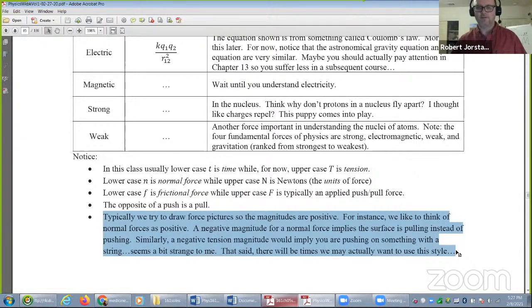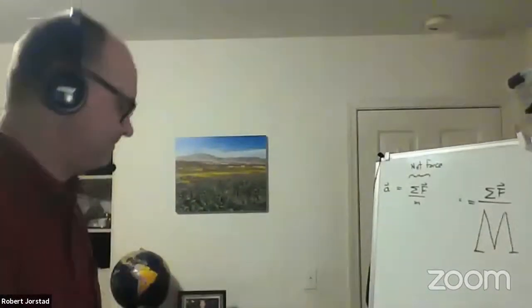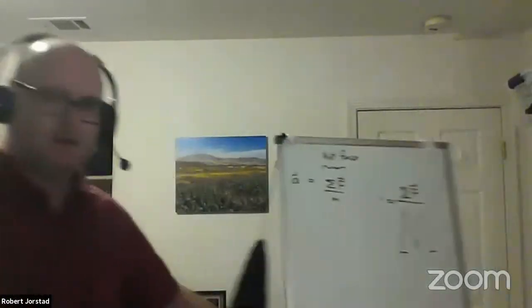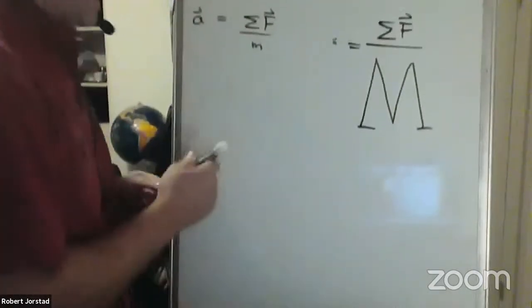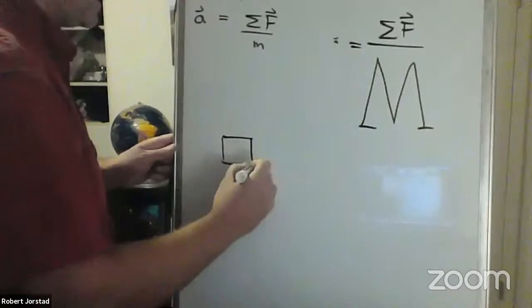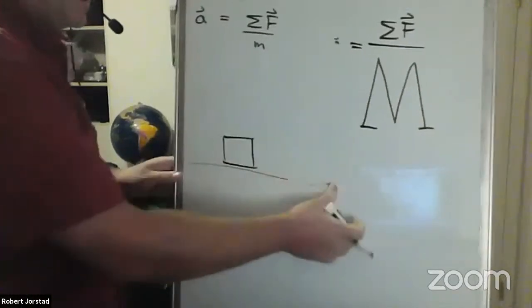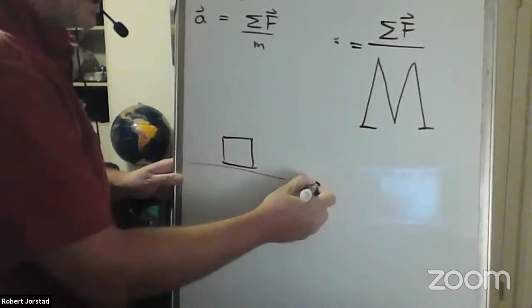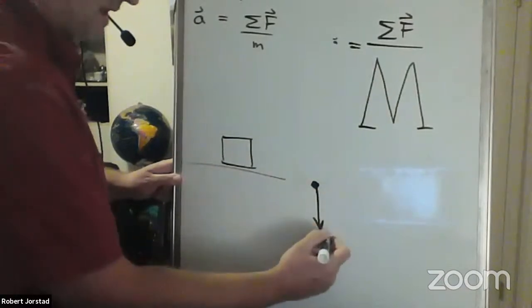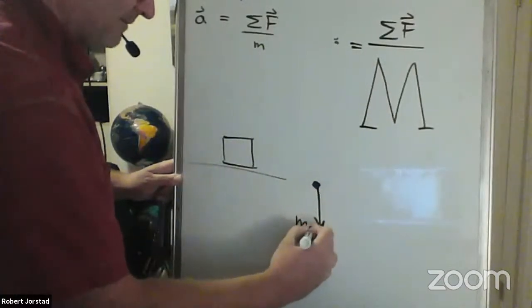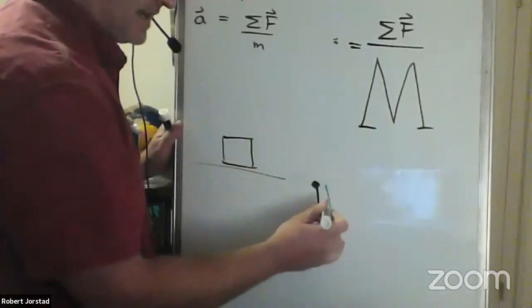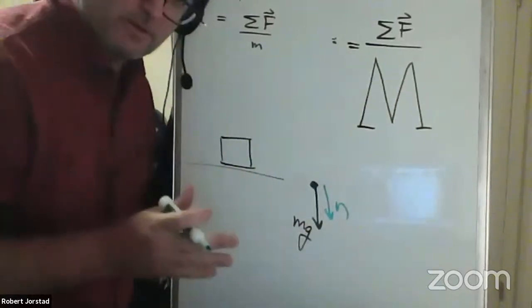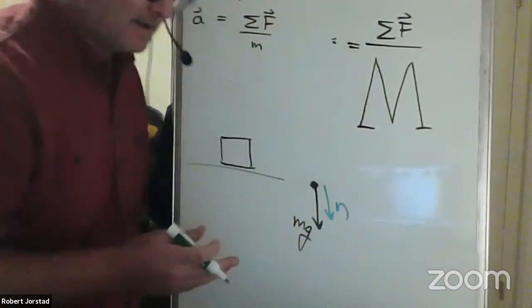Typically, we're going to try and draw force pictures. You saw me do this already. Let me go to the board. So in this case, imagine you had a picture of this block sitting on a table, right? Now, you could draw this like this. You could say the weight is going downwards, so that might be force magnitude mg. And you could say that the normal force is pushing downwards with a negative number. I hope you agree that's a terrible idea, right?